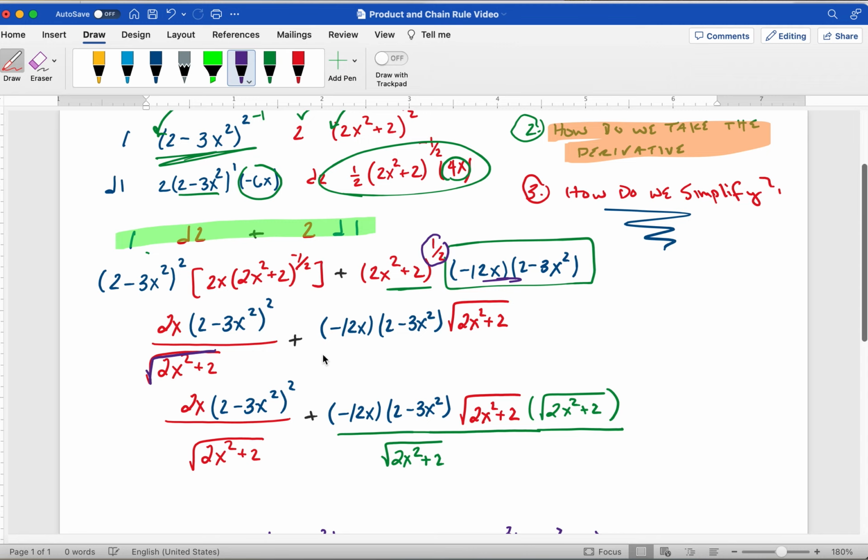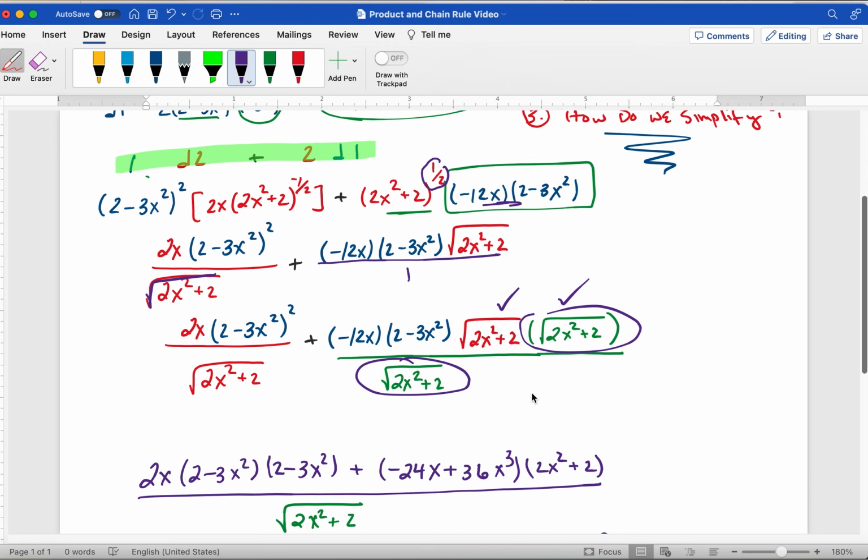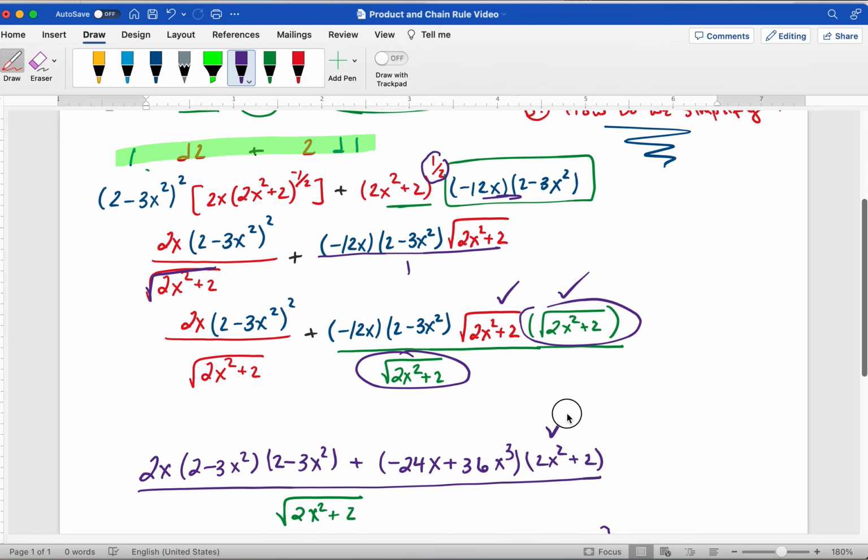So we know that when we're adding fractions, we have to have a common denominator. And over here, I don't have that denominator. So I'm just going to multiply both sides by the square root of 2x squared plus 1. And you can see I've done that in green right here. Well, what do you get when you multiply the square root of 2x squared plus 2 times the square root of 2x squared plus 2? You get 2x squared plus 2.